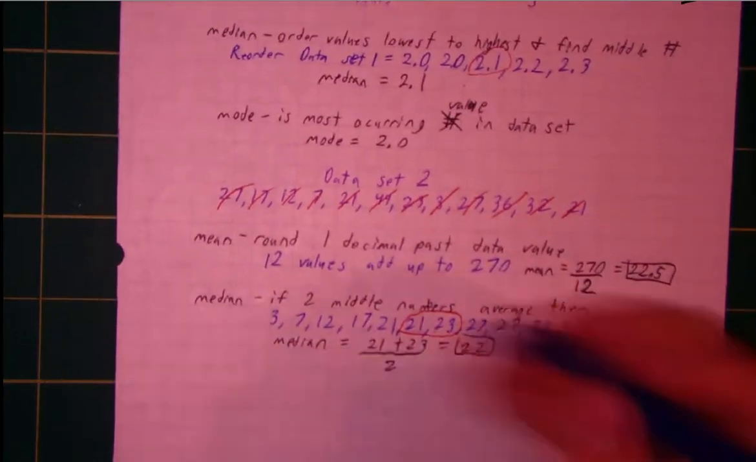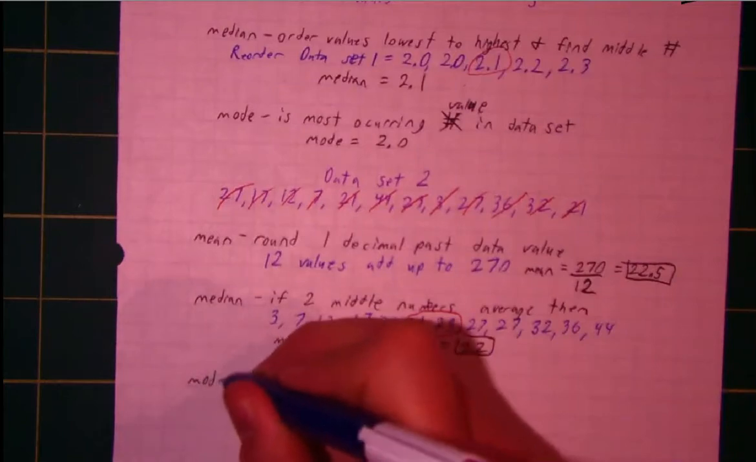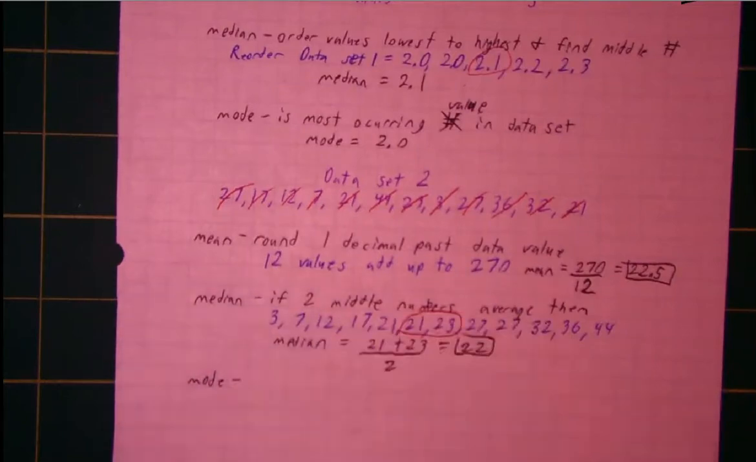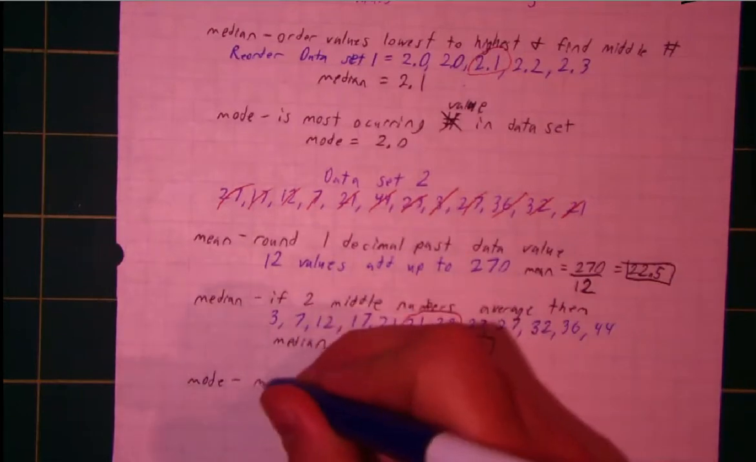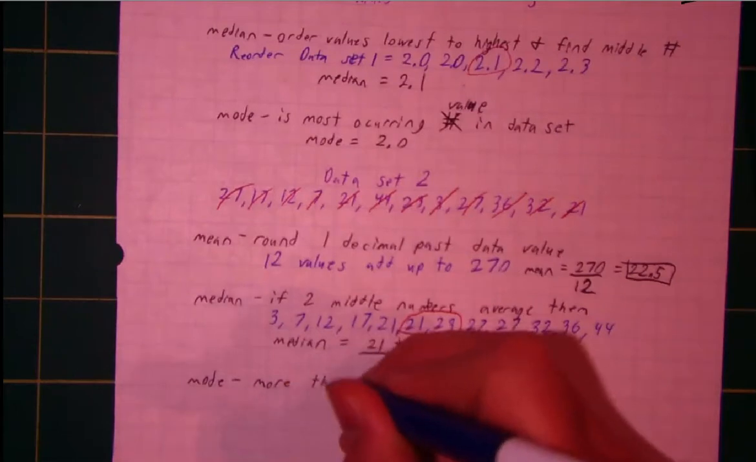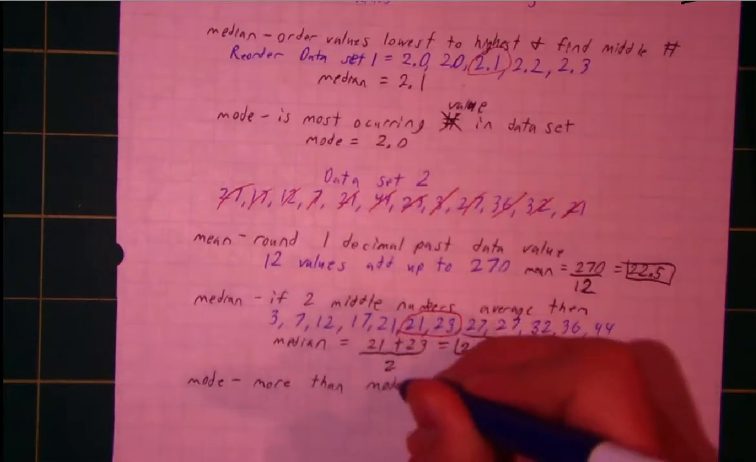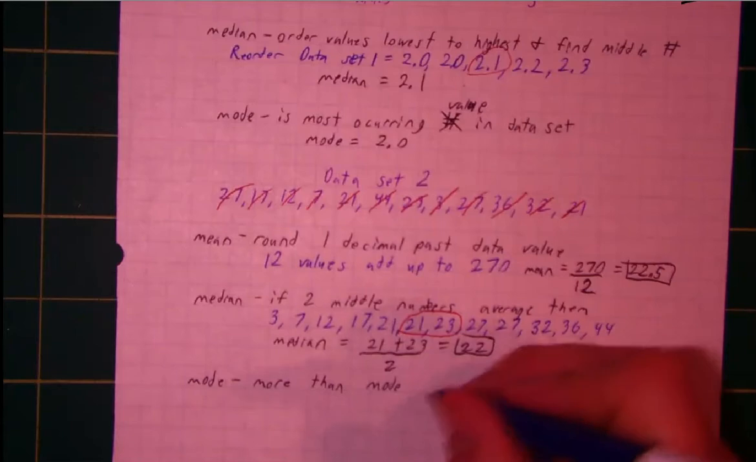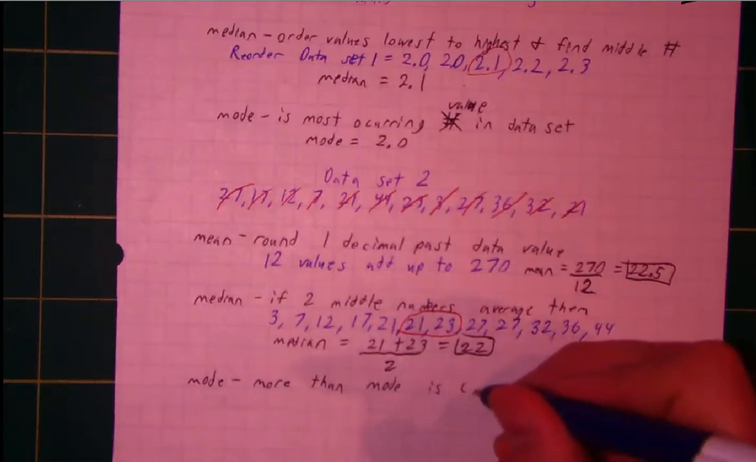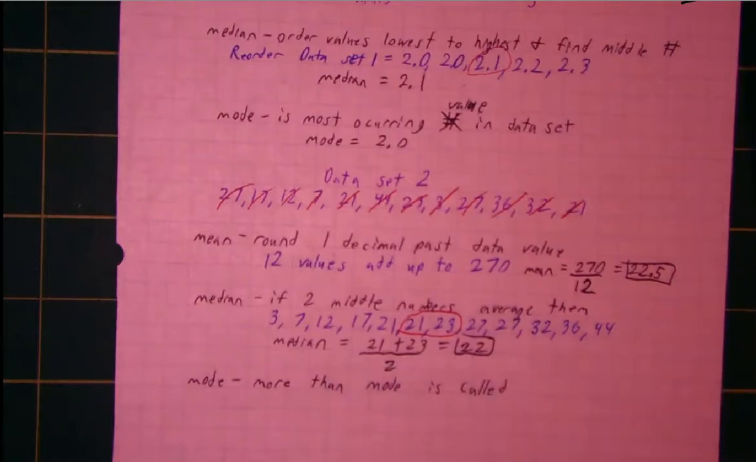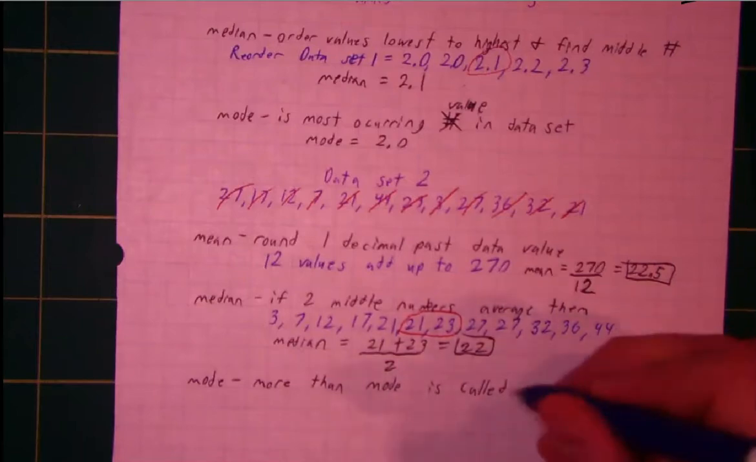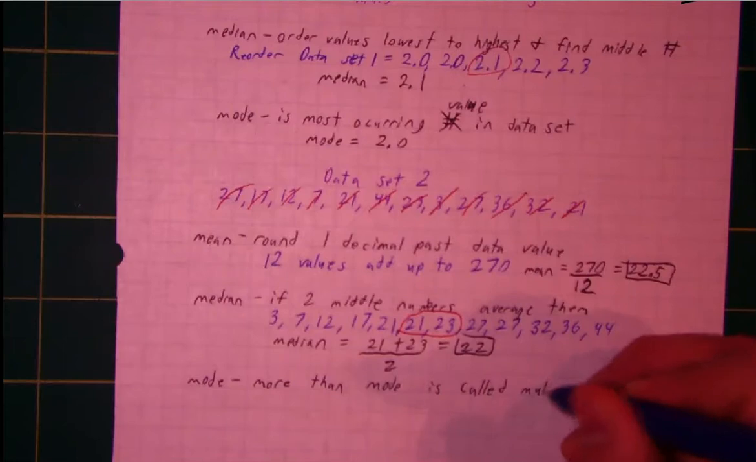And what about mode? Well, you may be tempted to think that your mode works the same as your median. If you have two modes, you might think that you would average them, but that is not true. If you have more than one mode, we call that either bimodal if there are two, or multimodal if there are three. Multi, like multiple modes. So we'll just say multimodal.